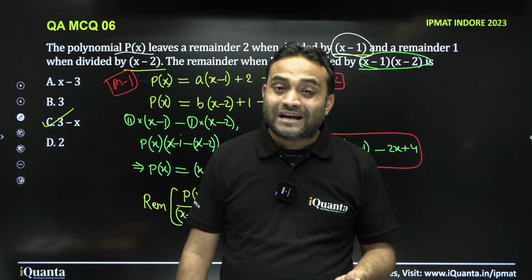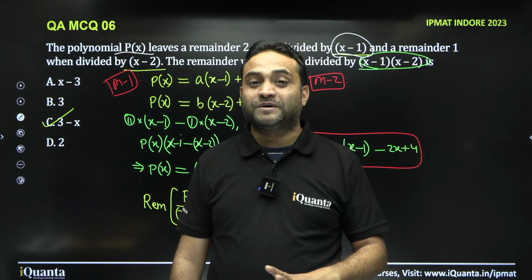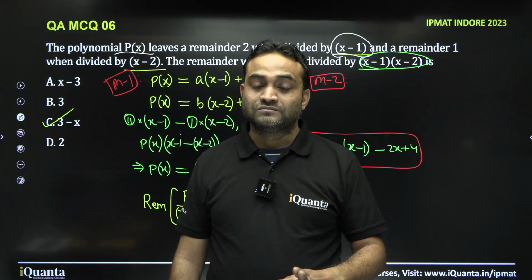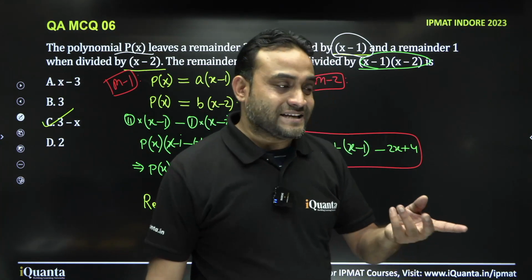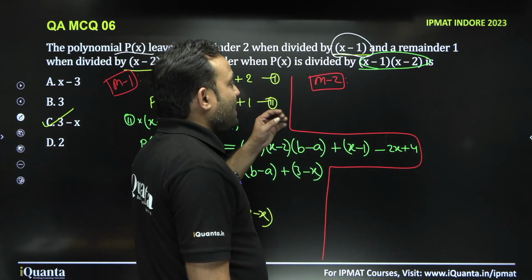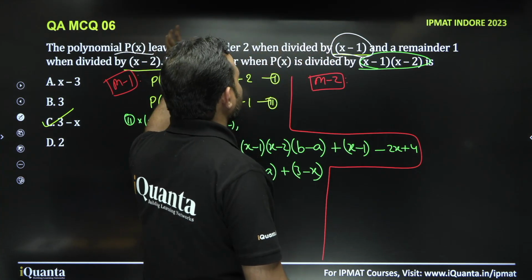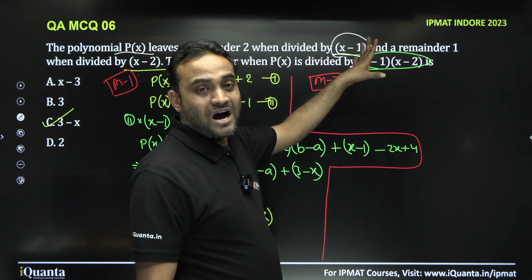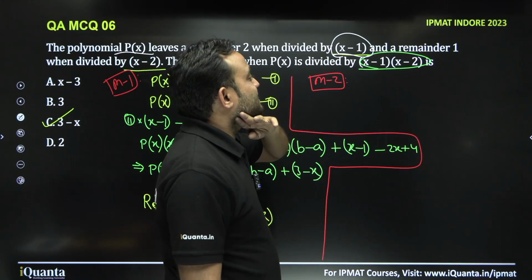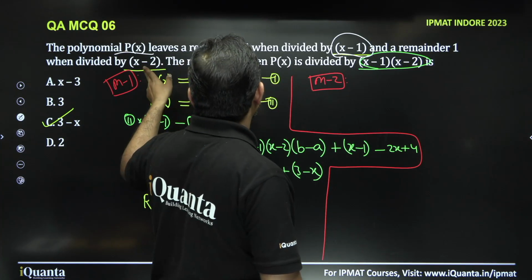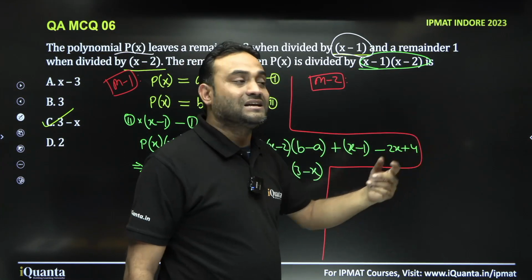Then the remainder will be either another linear expression or it will be a constant. So let's say that when I am dividing P(x) by x minus 1, our remainder is ax plus b, and when I am dividing by x minus 2, it's another linear expression.